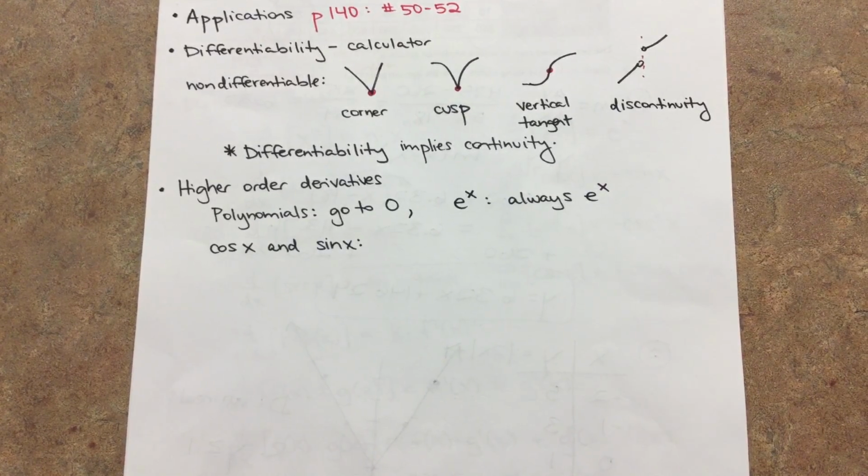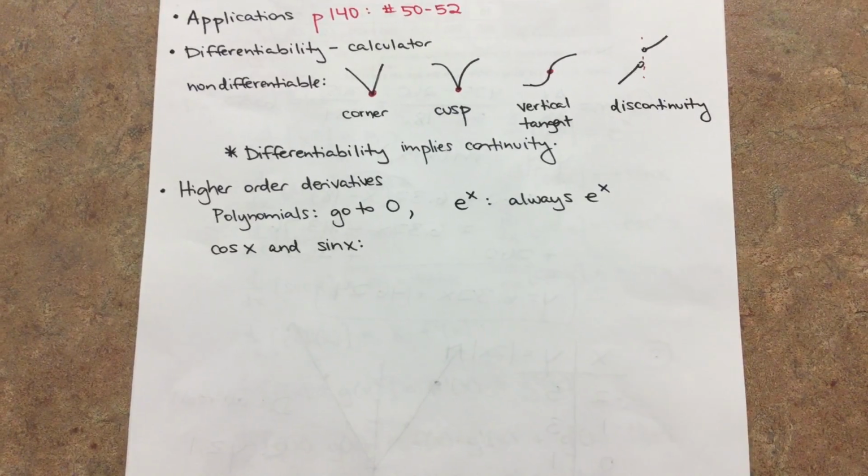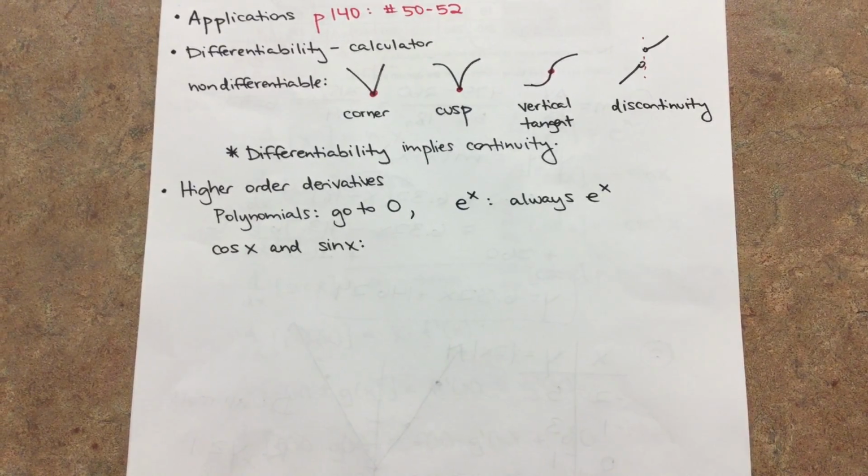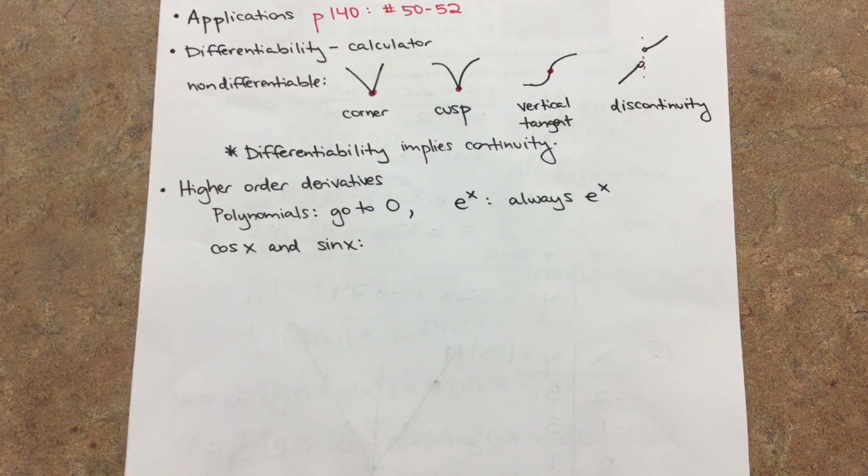What about cosine? Start with cosine. What's the first derivative of cosine? Good. What's the derivative of that? Good. Derivative of that? Positive sine. Derivative of that?